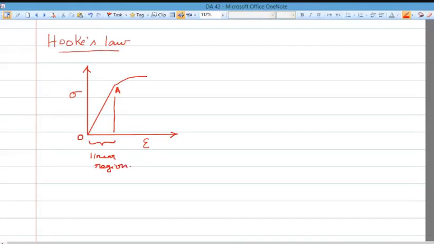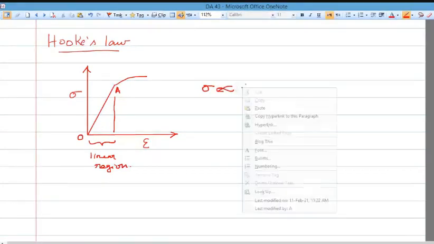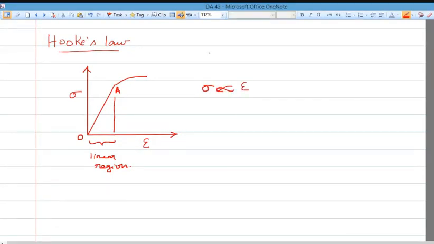In the linear region, the stress is proportional to strain. Since it is a straight line, we all know that the equation of a straight line is y equal to mx, or y is directly proportional to x. This is the equation of a straight line passing through the origin. For the stress strain diagram, this curve passes through the origin and it is a straight line from O to A.